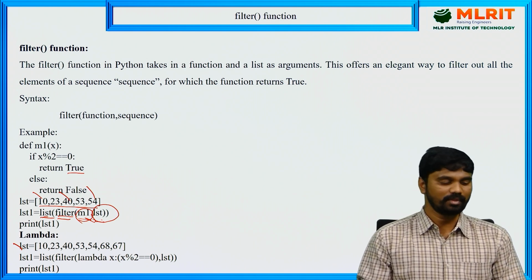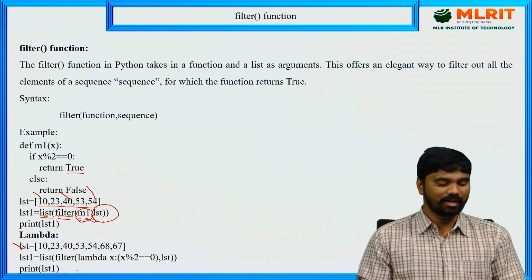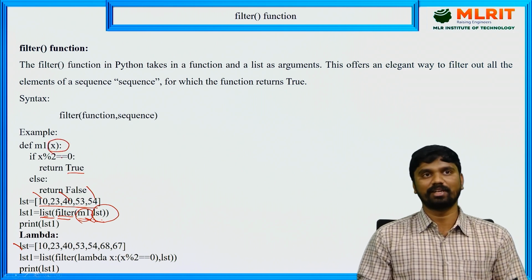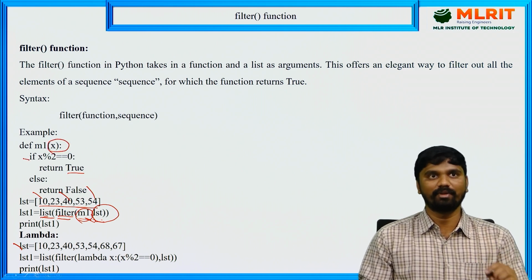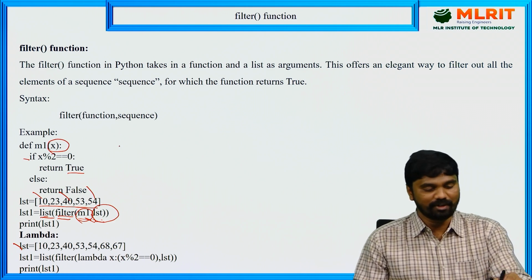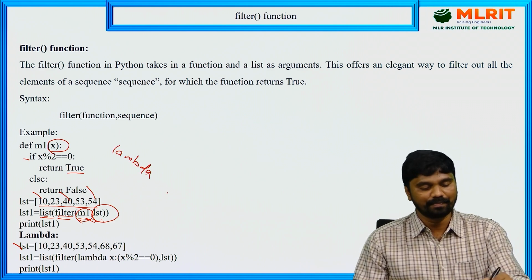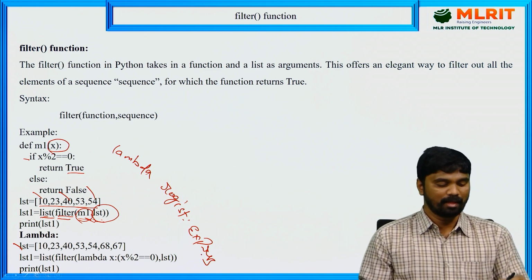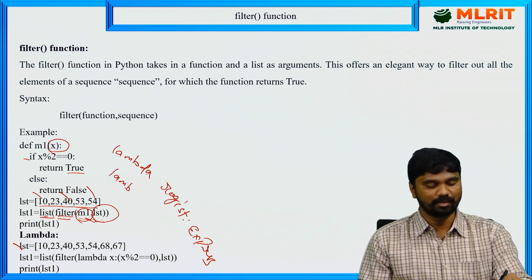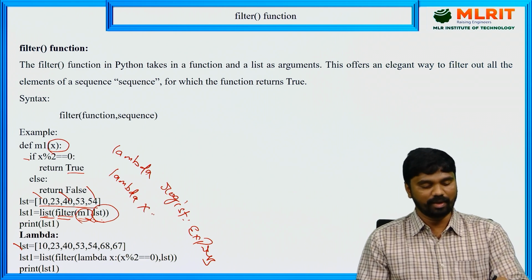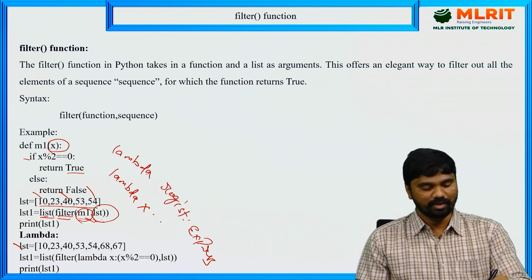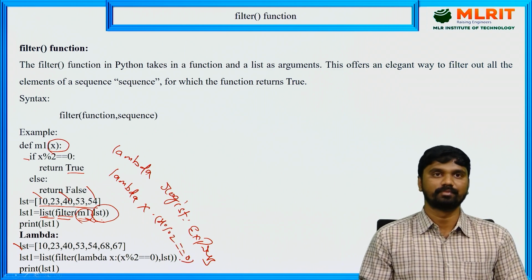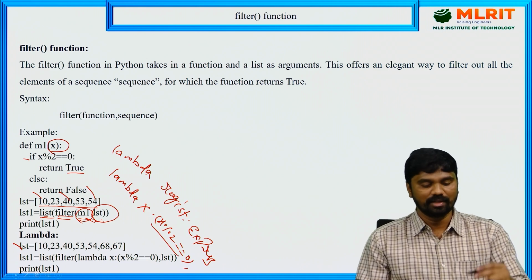Now see, simply here, what is the argument we are going to pass to that M1 function? Here only one argument, that is x. So what is the syntax of anonymous functions? Lambda, argument list, and then expression. Here, lambda, what is the argument list? x. Now the expression. What is the expression? x modulus 2 equals 0.